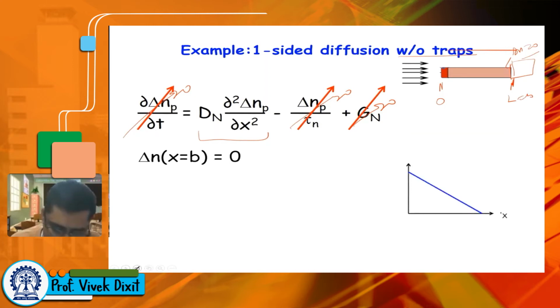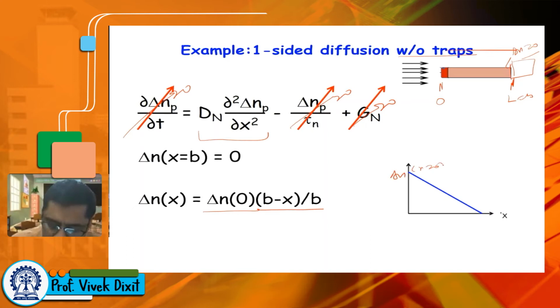So your simple equation will look like delta n at t equal to 0 times... So this is delta n at x equal to 0, and at x equal to B, delta n is 0, right? So it's just a linear line, right? So this is basically 1 minus x over B. At x equal to 0, this is delta n at 0, and at x equal to B, this becomes 0. So B is the length of this sample. So you see here, this is a straight line without recombination.